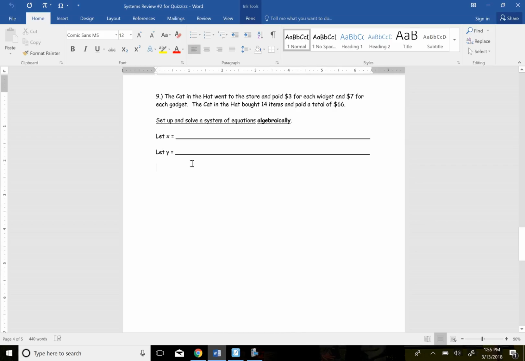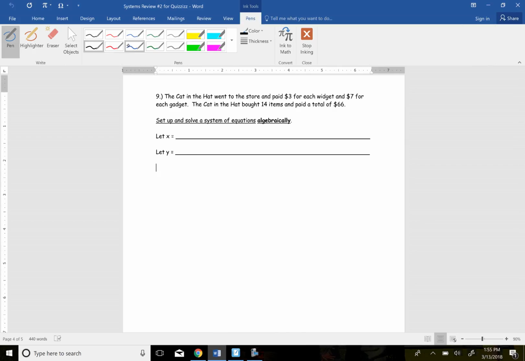So we're going to start, let me find a pen here. So we're going to start by reading it. The cat in the hat went to the store and paid $3 for each widget and $7 for each gadget. The cat in the hat bought 14 items and paid a total of $66. So the question here is, how many widgets did they buy? How many gadgets did they buy?